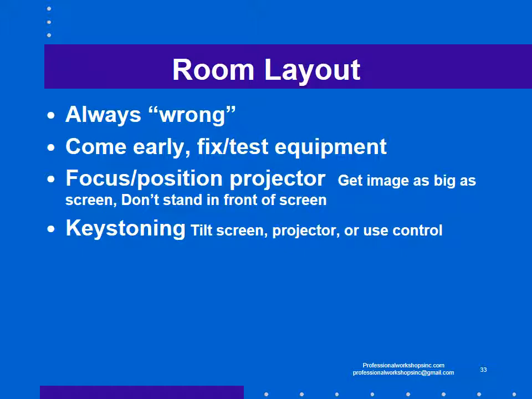So, they typically put the projector and the screen in the middle of the room where you have to walk in front of it. And I will try to find the place that I can stand that I'm not in the way of the projector. Sometimes I'll put a little piece of masking tape on the floor to mark where I have to walk around so I don't get in front of the screen. Keystoning, the top or the bottom is bigger. Like the top is bigger than the bottom or the bottom is bigger than the top. Tilt the screen, tilt the projector. Most projectors have a keystoning control on it so that you can fiddle it till you get the image to be rectangular.